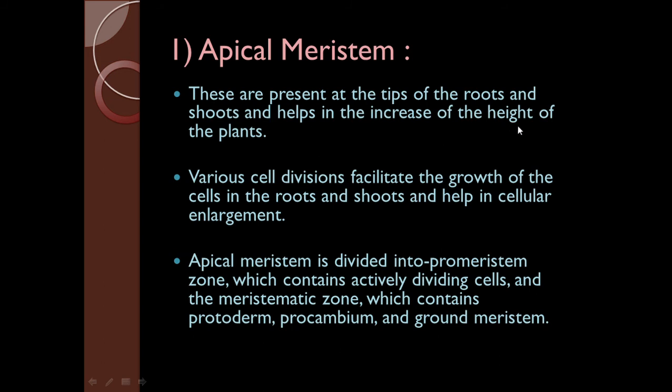They help in the increase of the height of the plants as these are present at the tips of roots as well as shoots. Various cell divisions facilitate the growth of the cells in the roots and the shoots, and they help in cellular enlargement. The apical meristem is divided into the promeristem zone, which contains actively dividing cells, and the meristematic zones, which contain protoderm, procambium and the ground meristem.